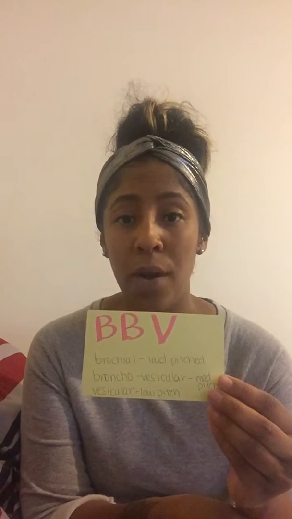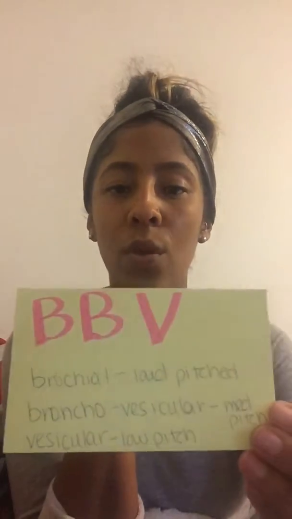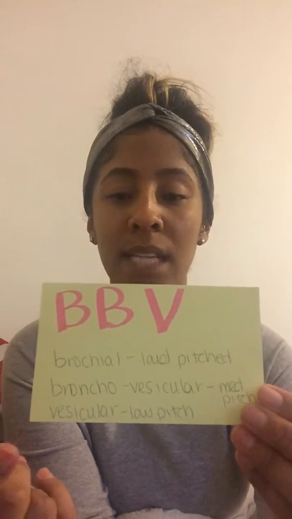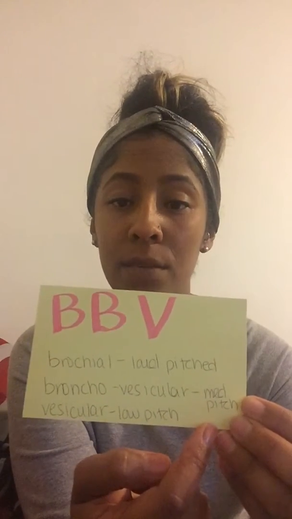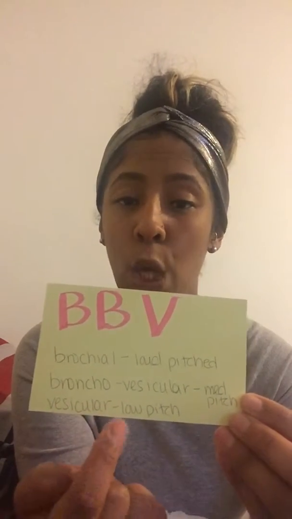When it comes to listening to breathing sounds, I call this BBV. And this stands for where you're going to, again, listen for air sounds and lung sounds. So again, BBV. And the first B is bronchial, which is going to be a loud pitch. The next B is bronchiovesicular, which is a medium pitch. And then the V stands for vesicular, which is a low pitch.